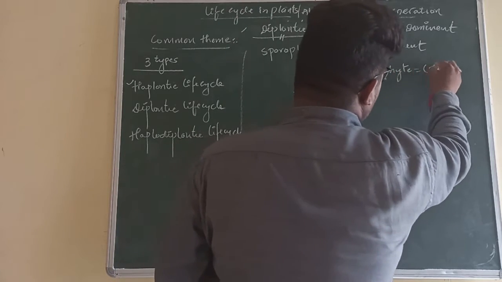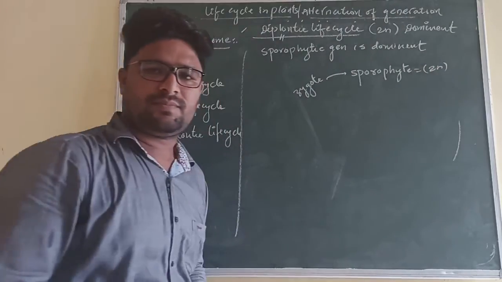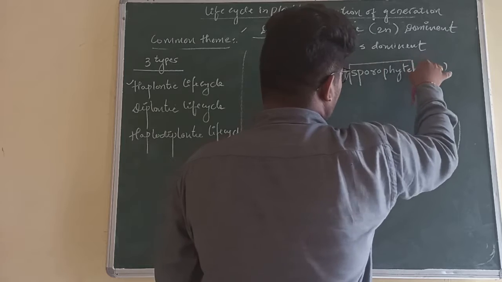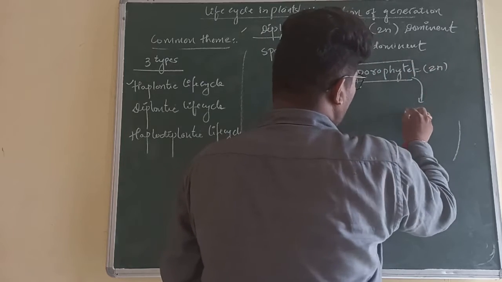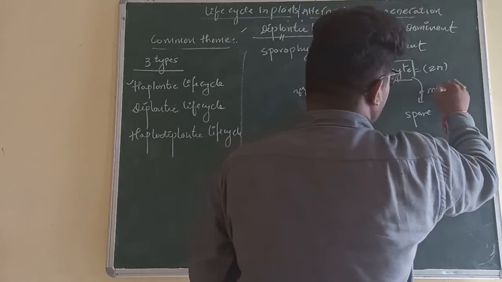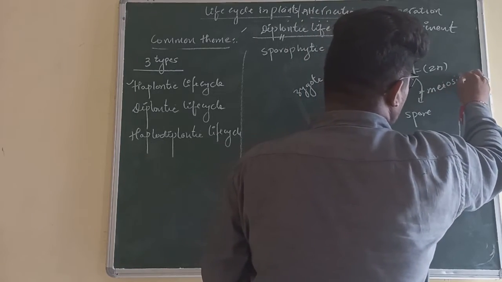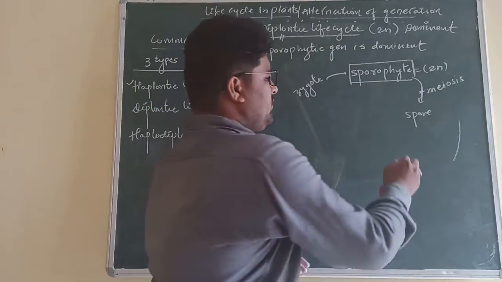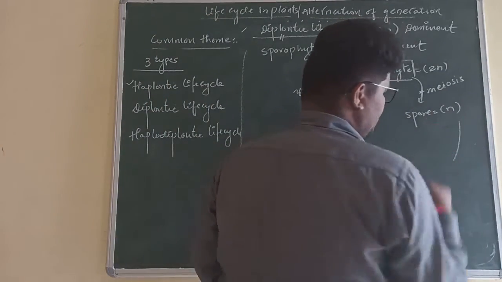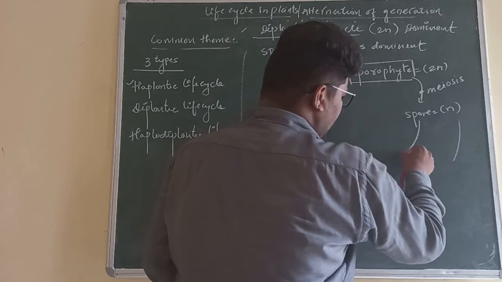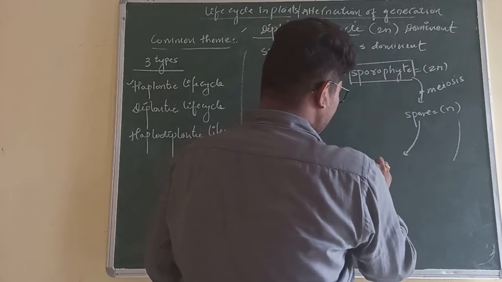This sporophyte is diploid. This sporophyte further forms spores, and the process that takes place here is meiosis. With the help of meiosis, this sporophyte forms spores. These spores are haploid. These haploid spores further form gametophyte.